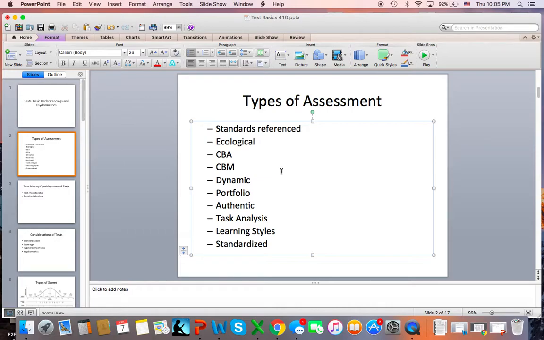Dynamic assessment is just that. It's dynamic in that you'll test, do some sort of teaching, and then test again to see how the student responded within that short window or that short introduction of instruction.